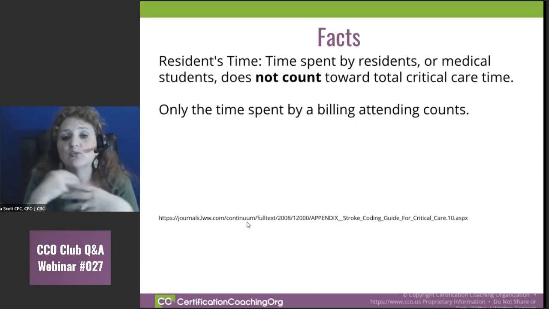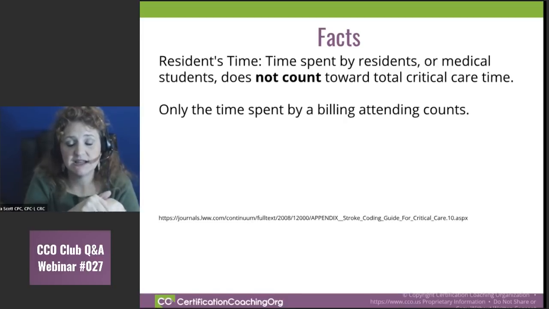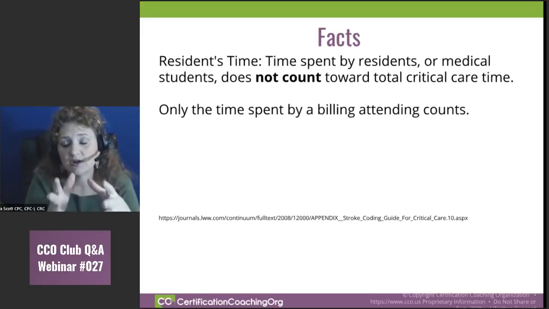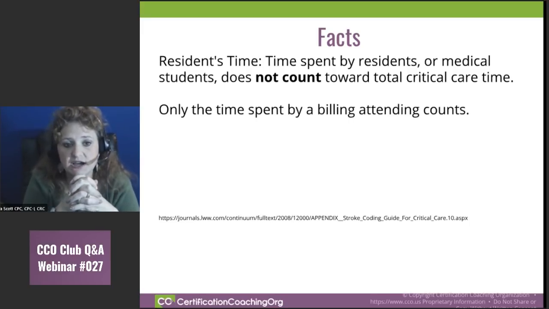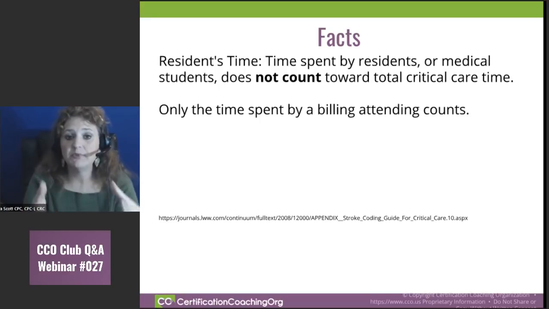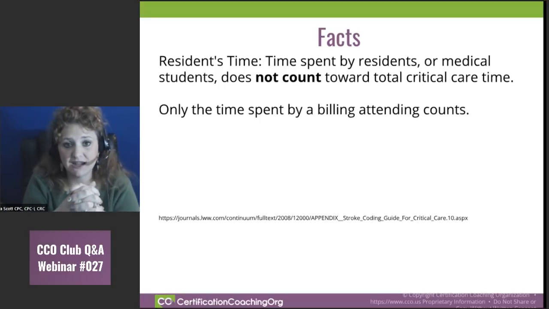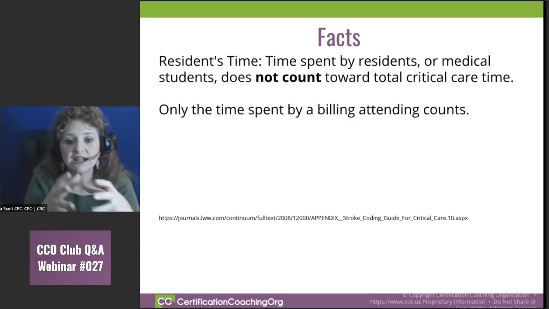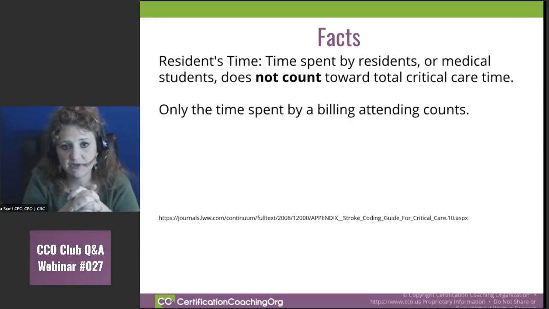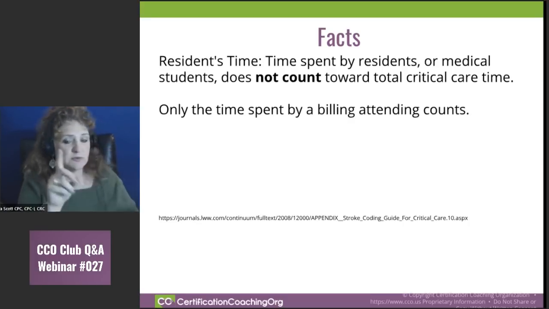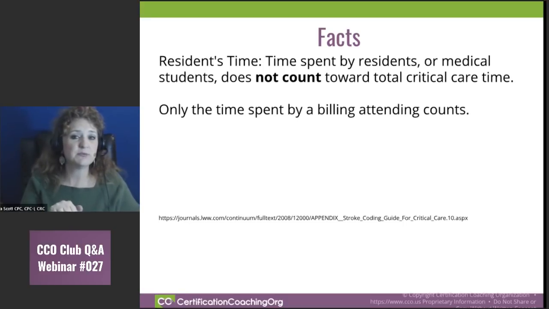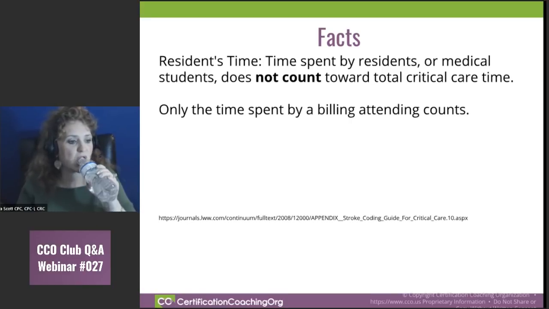What about if you have a resident that comes in to see the patient? There's so many teaching hospitals, and I know a lot of you out there also code for teaching hospitals. With critical care, resident time is not counted because they're not a billing entity. They are not the attending. So only the attending can bill for the time spent with the patient in critical care. So again, if you see something about a resident put in there, automatically tell yourself in critical care, they can't bill, you can't use that code.